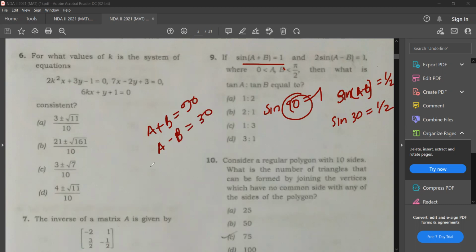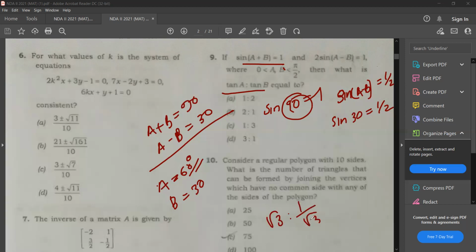So 2A is equal to 120, so you will get A is equal to 60, and B is equal to 30. So what you need is tan A is to tan B. Tan 60, that is root 3, is to tan 30, that is 1 by root 3. You will be getting the answer as 3 is to 1. So option D is the correct answer.